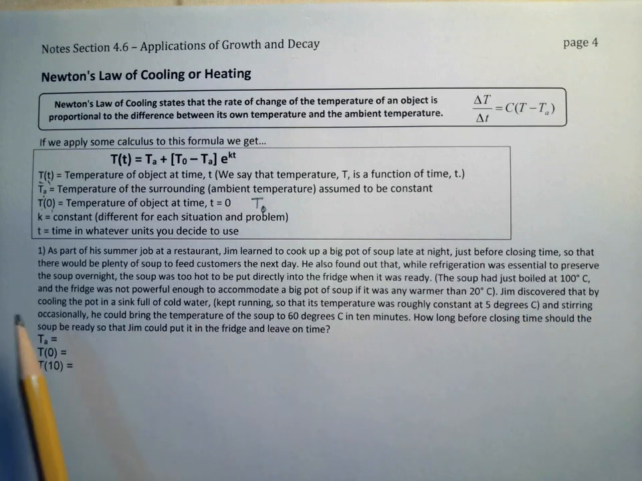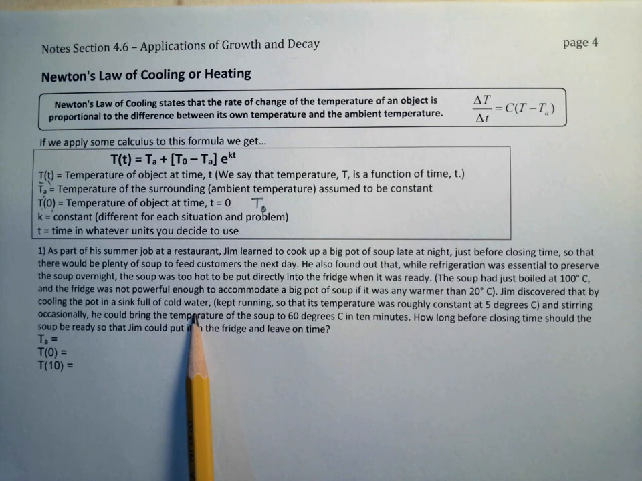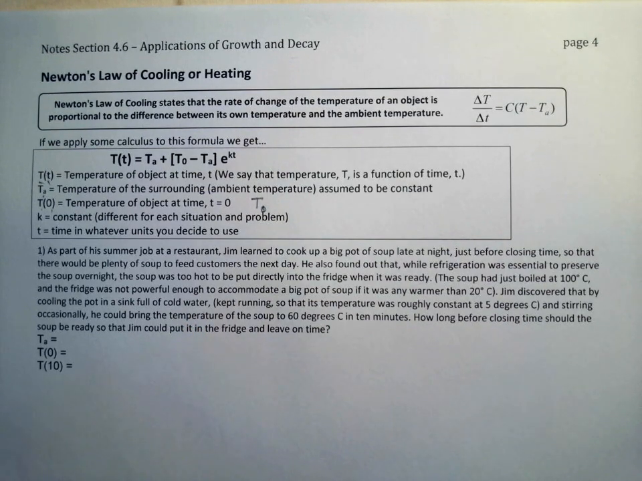All right, Jim discovers that by cooling the pot in a sink of cold water, so he puts the pot of hot soup into the sink, stopped up with cold water, and then he just lets the water run so that it stays at a constant cold temperature, cooling down the soup. This is like if you're trying to cool hard-boiled eggs, right? So you cook hard-boiled eggs, you boil them, you take them out of the water. What do you do? You put them in a bowl of cold water, ice water, whatever, to cool the eggs down. So the same kind of thing.